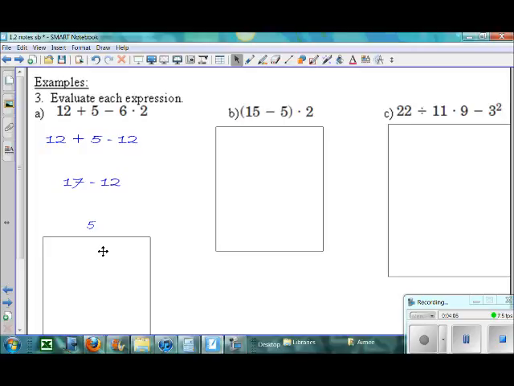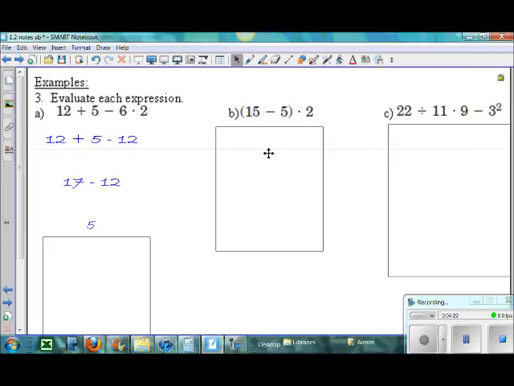Just coming up with the right answer isn't sufficient. The calculator can do this anyway, but you need to know how to do it. So then moving on to example B, we do see that we have grouping symbols. Our grouping symbols are these parentheses here.